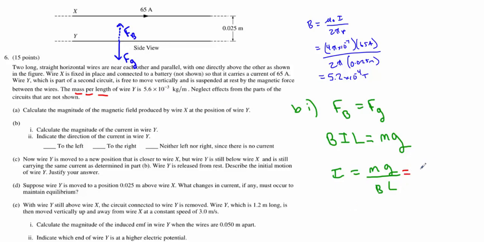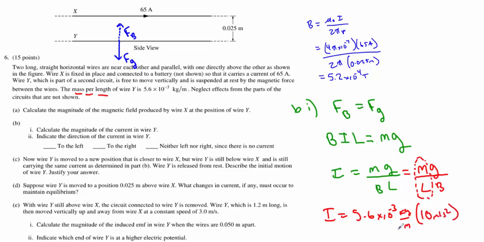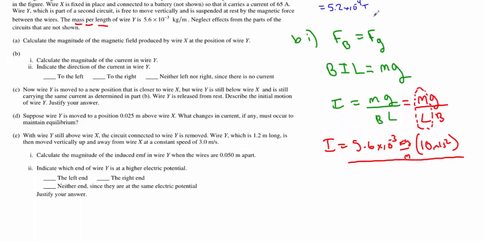So I'm going to slightly change the way it looks, so you can see this part is that number given. Thus, the current is going to be 5.6 by 10 to the negative 3 kilograms per meter times 10 meters per second squared. You can use 9.81 or 10. We're going to divide that by the value of 5.2 times 10 to the negative 4 Tesla. Let me go ahead and calculate. We're going to get approximately 108 amps.